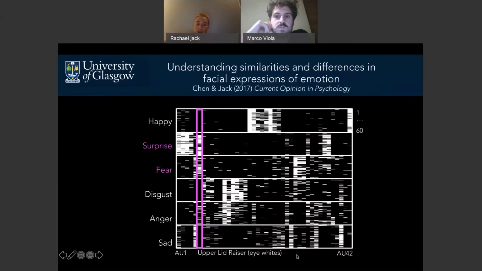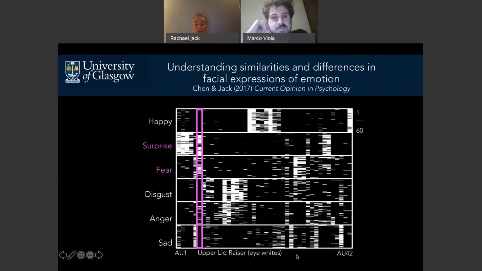So you can see here with surprise and fear, I've outlined, this is an action unit upper lid raiser. So this is really showing the eye whites. And you can see here in white, it's very common in surprise. It's also very common in fear. You can also see it's a little bit in anger. You do have a little bit of eye whites in anger. So we can formally isolate the specific action units that are shared, say, across different emotion categories.